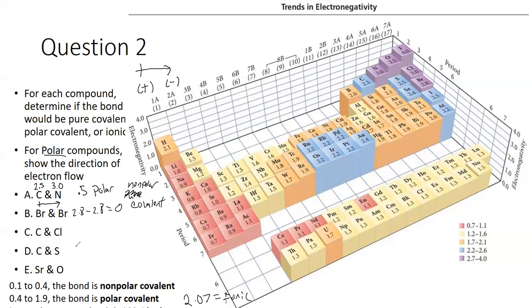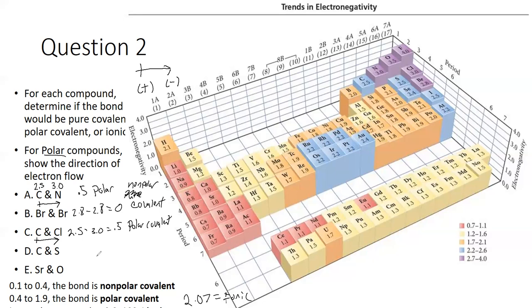C-Cl, carbon 2.5, chlorine 3.0. The difference between those two is 0.5. And this is something that usually comes up: you can never have a negative score difference in electronegativities. Just take the absolute value. Just get the positive value every single time. So the difference between carbon and chlorine is 0.5. So this is polar covalent. And to draw our arrowhead, we just draw towards the more negative atom, which is chlorine.